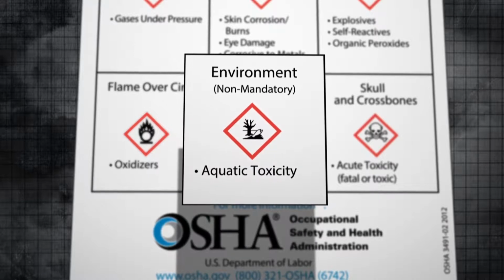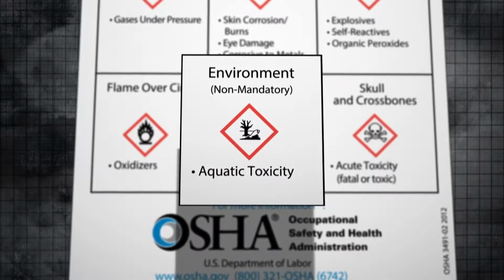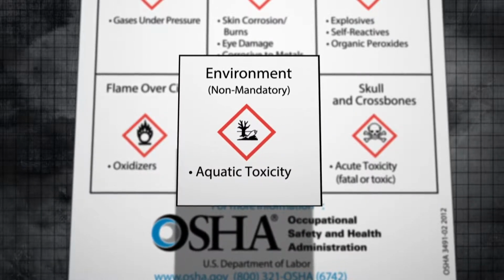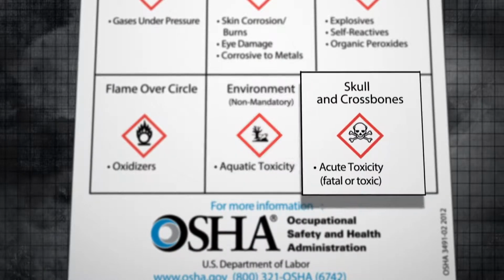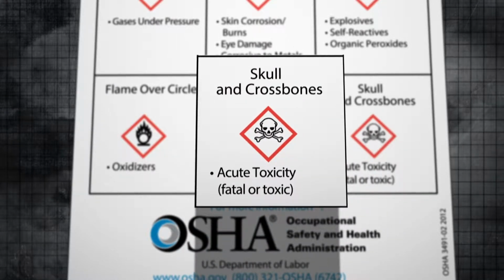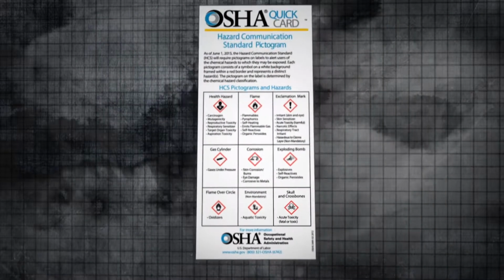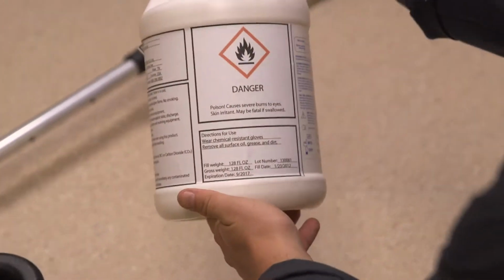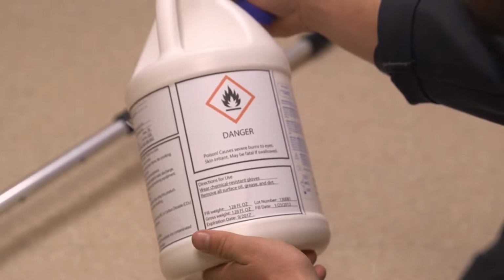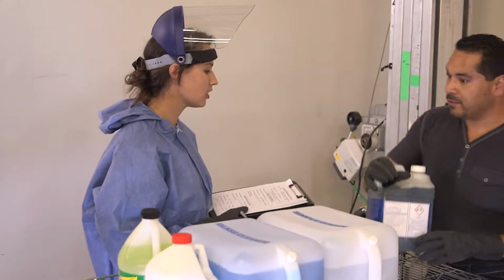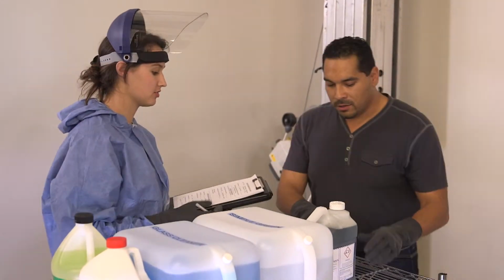Environment, for chemicals that can damage plants, fish, and streams when they get released into the environment. Skull and crossbones, for poisonous substances that can cause serious health damage or death. When you see a pictogram, it's like an alarm going off. You need to pay attention to it. Be sure to ask your supervisor if you're not sure about the meaning of any of these symbols.